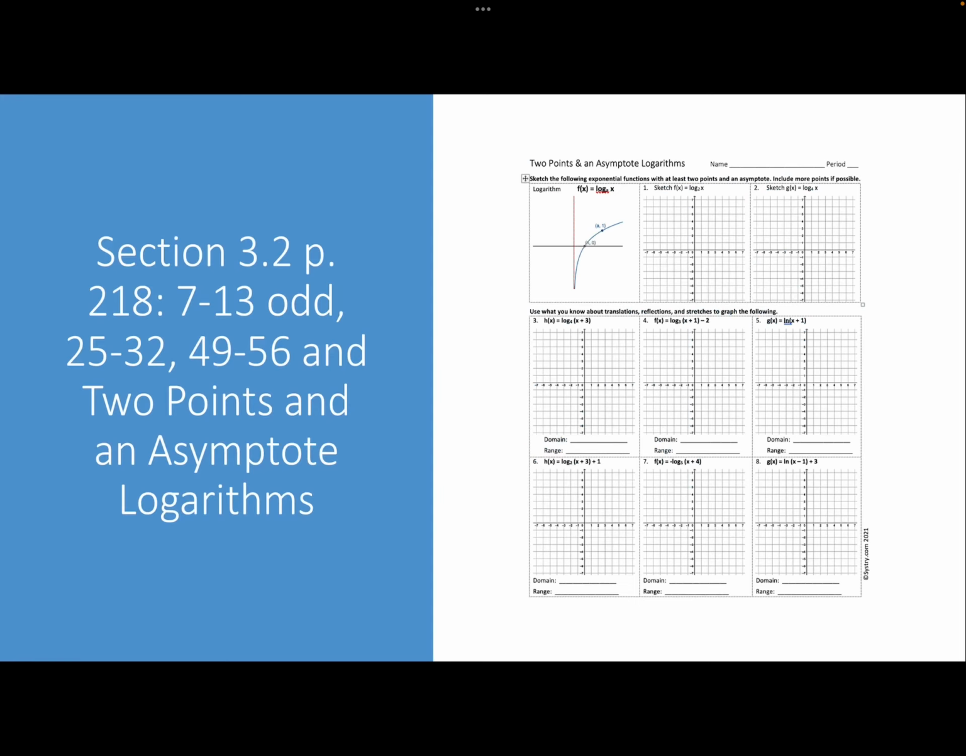Your assignment is a book assignment and the 2 points in an asymptote logarithms assignment in your packet. So make sure you do these problems. They're all required on page 218, plus the 8 quick graphing problems that you see in your packet. Let me know if you have questions. I'm here before and after school.